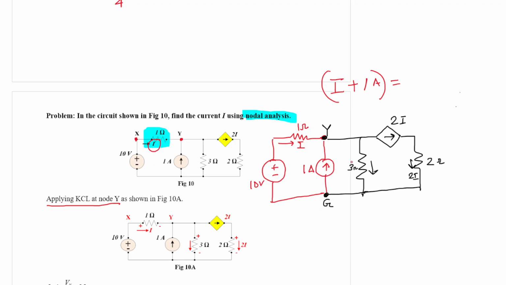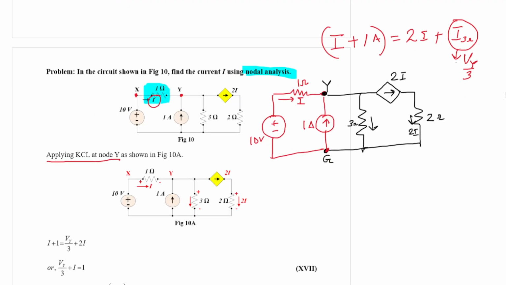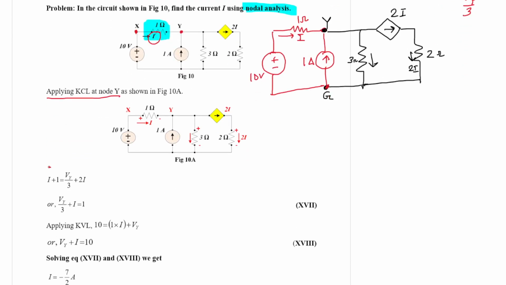And how many are leaving? One current is leaving, that is 2I, and another current is leaving through this 3 ohm resistor. That is the leaving current. This leaving current is nothing but Vy by 3, because the potential drop across this 3 ohm resistance is Vy, because it is the ground node. So this current must be Vy by 3. That is exactly written in this equation: I plus 1 is equal to Vy by 3 plus 2I.